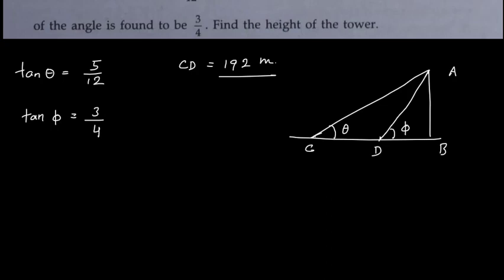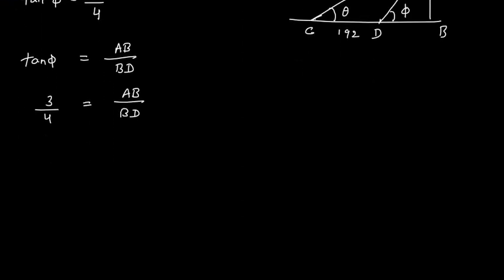What you do, you first use this tan phi. This is 192. Let us write here 192. You say that tan phi is equal to AB divided by BD. So tan phi is 3 divided by 4. So you will say that 3 divided by 4 is equal to AB divided by BD. Now you don't know what AB is, what BD is. So let us say this AB is equal to 3 divided by 4 times BD. We consider this equation 1.